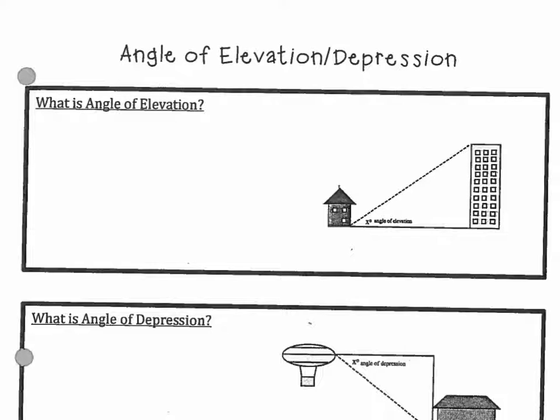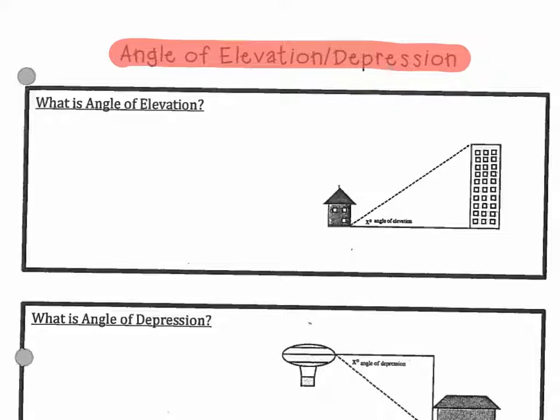Hi everybody, so we started talking about right triangle trig, and now we have to talk about when we use right triangle trig with word problems. In order to use trig in a word problem, obviously we have to have a focal or central angle to focus on. So that's where the words angle of elevation and angle of depression come from.